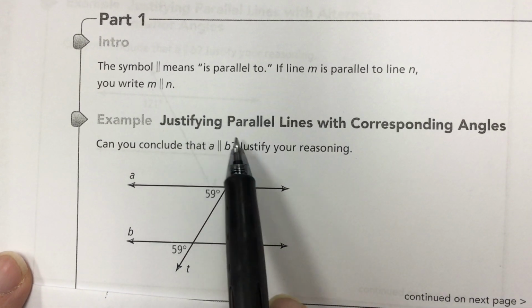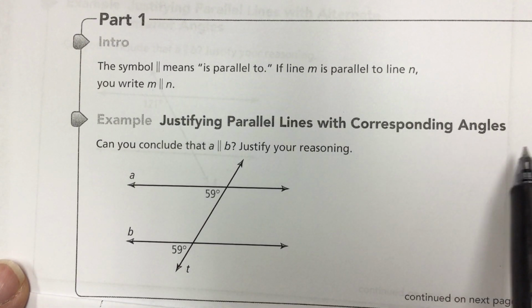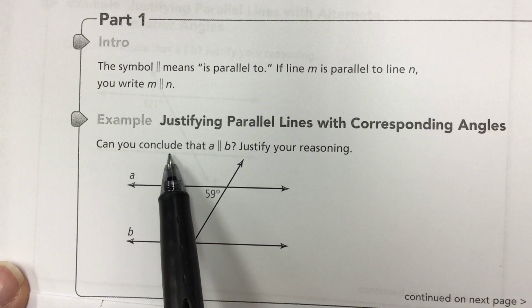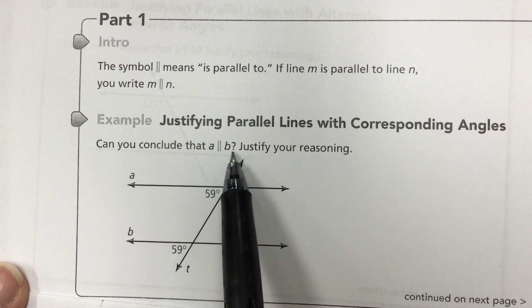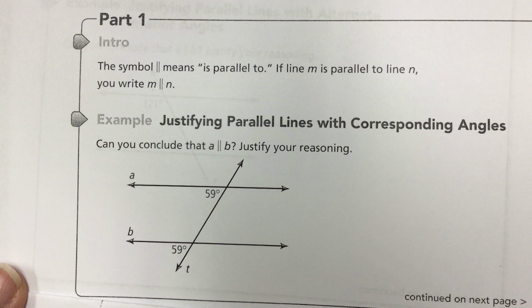Example, justifying parallel lines with corresponding angles. Can you conclude that A is parallel to B? Justify your reasoning. To determine if lines are parallel, we must know that a pair of alternate interior angles or a pair of corresponding angles are congruent.